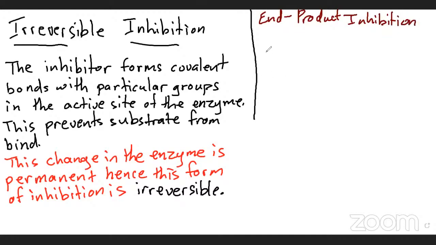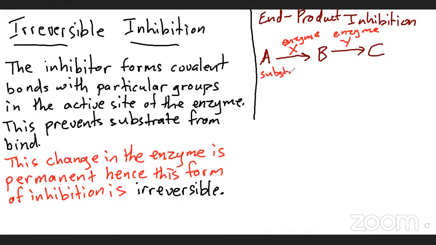So let us say you have a substrate. Substrate A goes to substrate B, goes to substrate C. And enzyme X converts A to B, and enzyme Y converts B to C. All of them are substrates. All right.